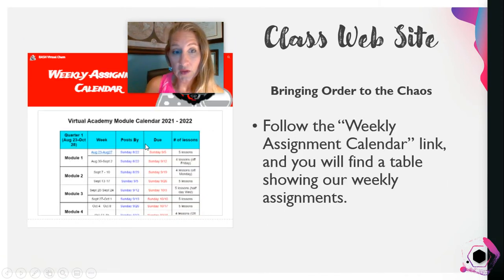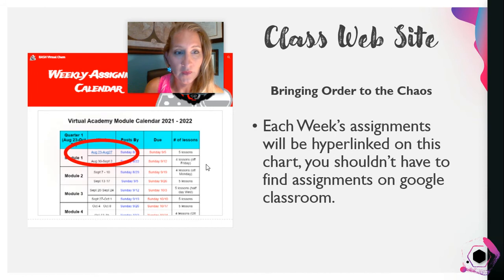Now, when you click it, you're going to notice that you have a weekly calendar of events. It tells you what date those items should be posted by and what date those items should be due on. The very first and top line here is August 23rd to August 27th. That's this week of school. Notice that it's kind of highlighted. That means that there's a hyperlink there. If you click it, it's actually going to take you immediately to all of the assignments that we have for this week. That page looks like this.